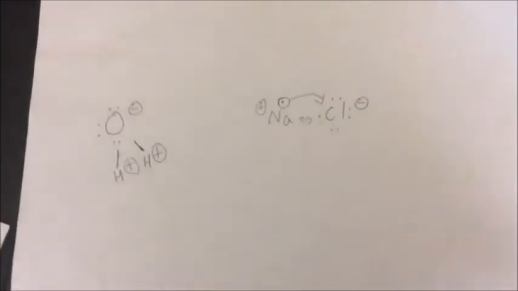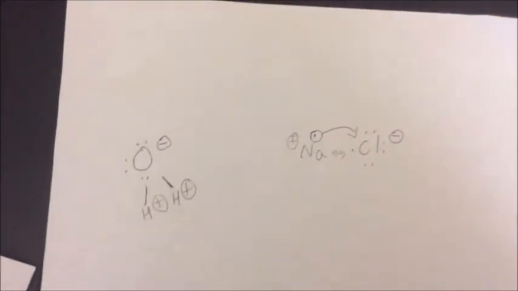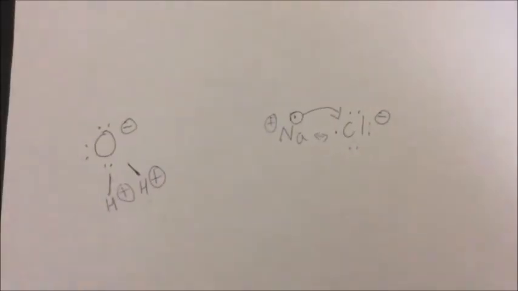One thing to be noted is usually covalent bonds are stronger than ionic bonds, but ionic bonds can also be stronger than covalent bonds in certain cases. But usually, yeah, covalent bonds are stronger. And these are how each of these bonds are formed, and that's pretty much it.